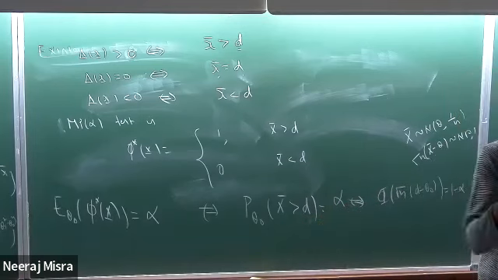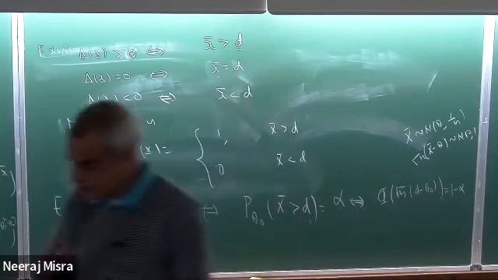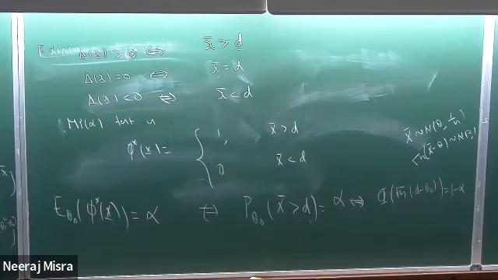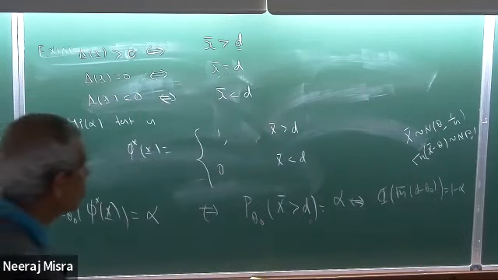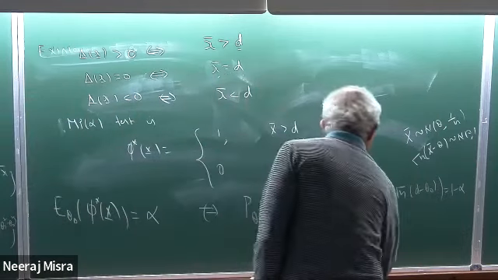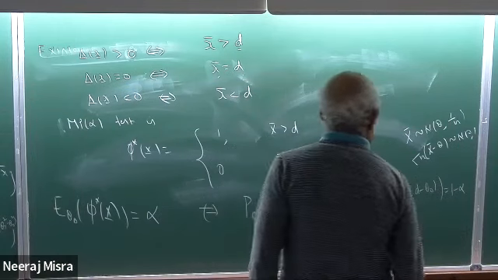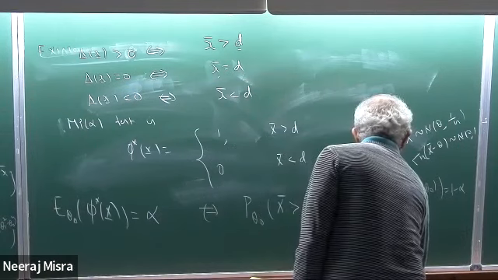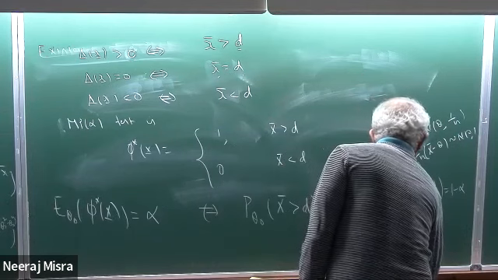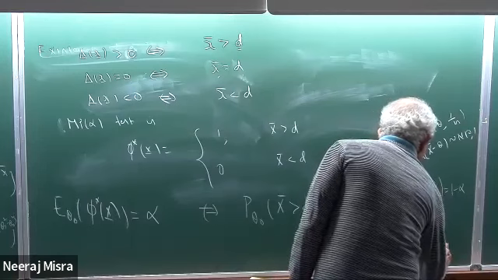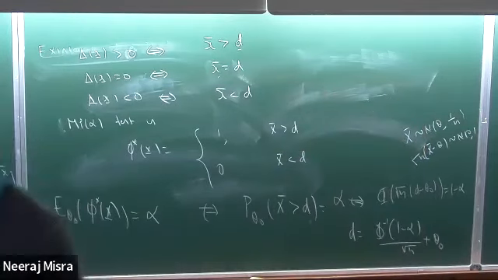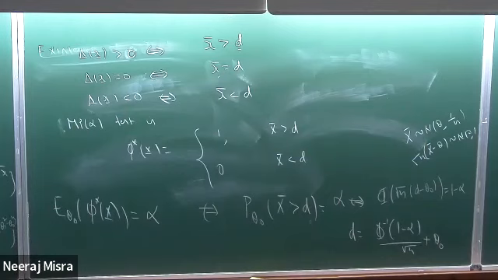X bar less than or equal to d, I convert into normal 0, 1, which is the same as the probability of root n times x bar minus theta naught, because I have to calculate this probability under H naught. So what is your d? That means d is nothing but phi inverse of 1 minus alpha by root n plus theta naught. Is that okay? So this d, you can put it over here and you get the MP alpha test.